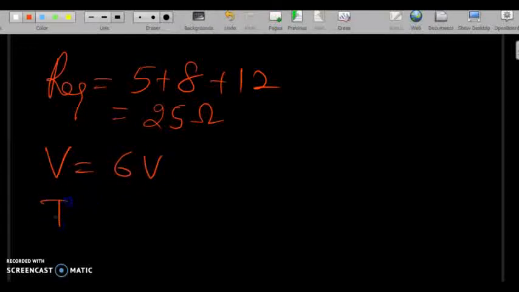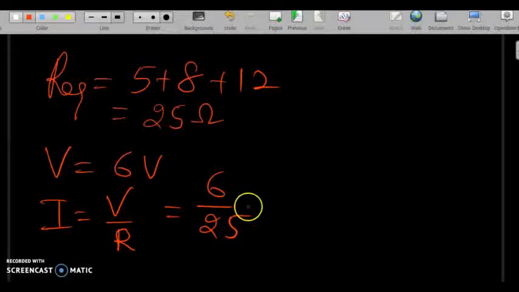So we'll calculate I. I is equal to V by R, which is 6 by 25. This is the current. Current I is equal to V by R.